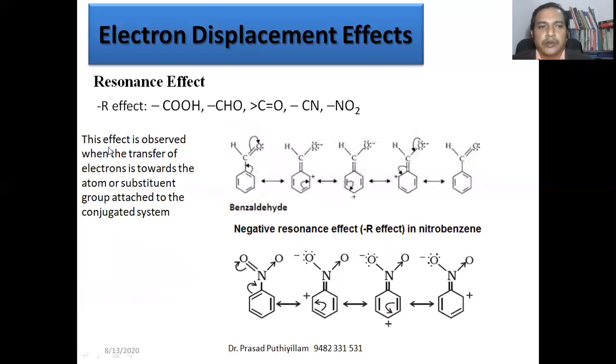Minus R effect: the groups towards which the electron movement is directed. When the atoms or group of atoms take electron density from the conjugated system, then we call it minus R effect. The groups which show minus R effect are aldehyde group, ketonic group, cyanide group, and nitro group. Therefore, benzaldehyde, where the aldehyde group is attached to benzene, shows minus R effect. Nitrobenzene shows minus R effect.